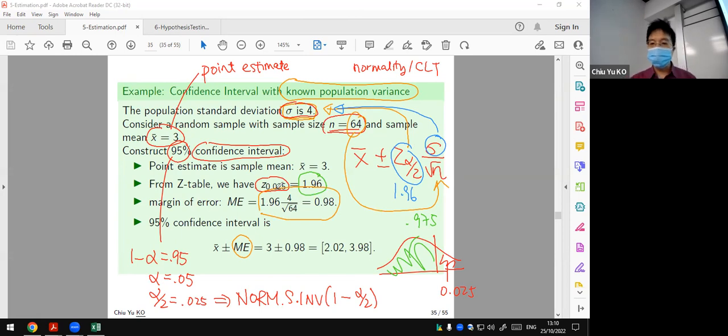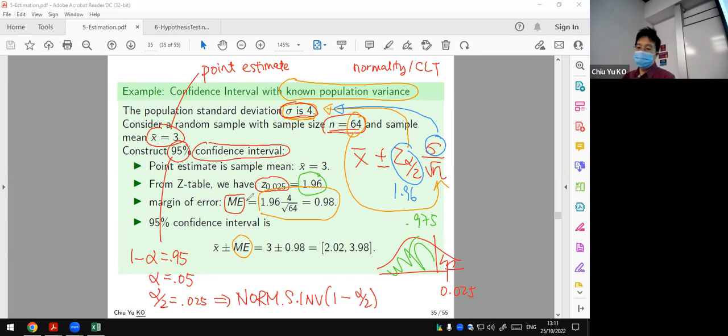Do note that this ME is independent of X bar. You calculate it before you take the sample. There's nothing to do with the sample except the sample size. If you decide the sample size, the margin of error is already fixed. So wherever X bar is, you always go left and right by the same margin.